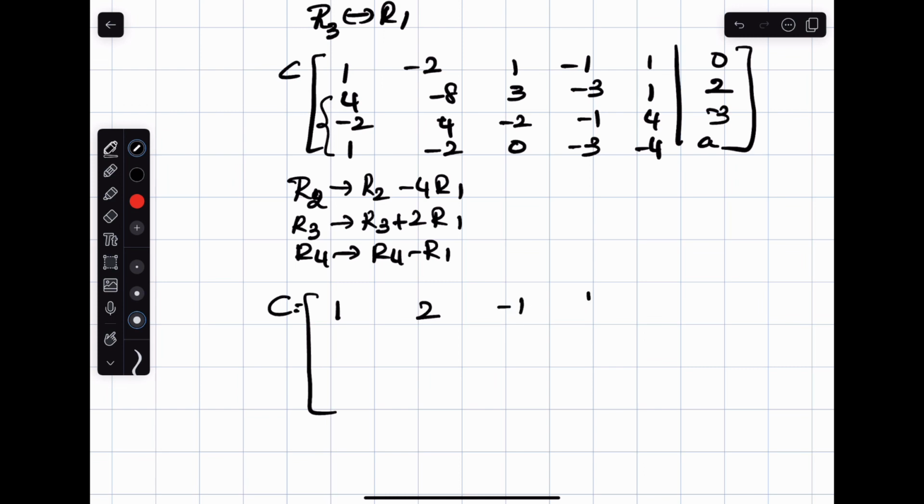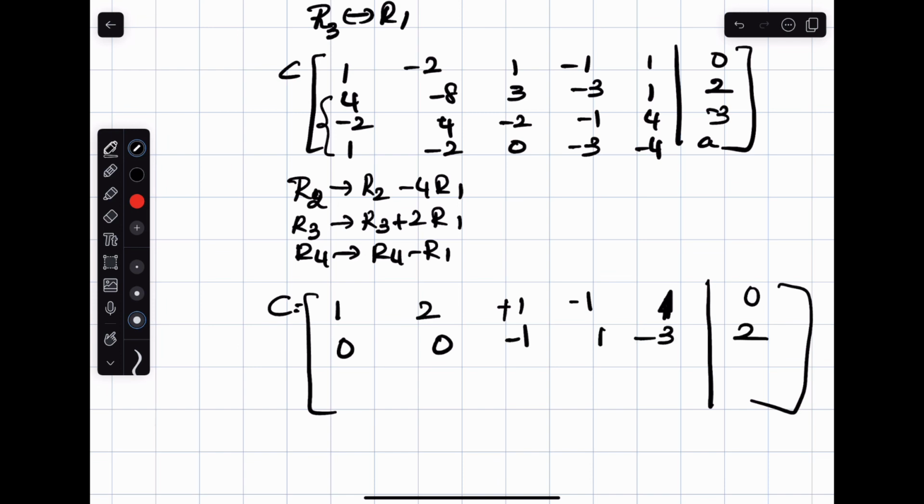The first row always remains the same. Sorry, I made a mistake. So it is plus 1, minus 1. It's 1, 0, and 0. Okay, 0, minus 1, 1, minus 3, 2, 0, 0, 0, minus 3.